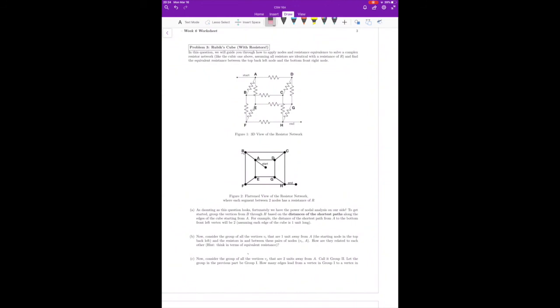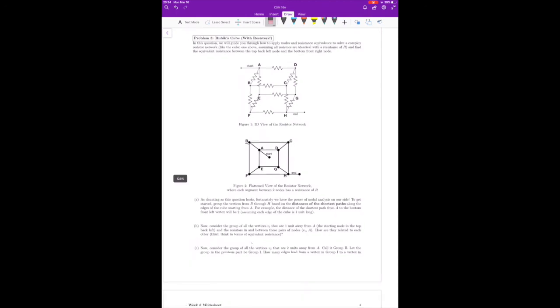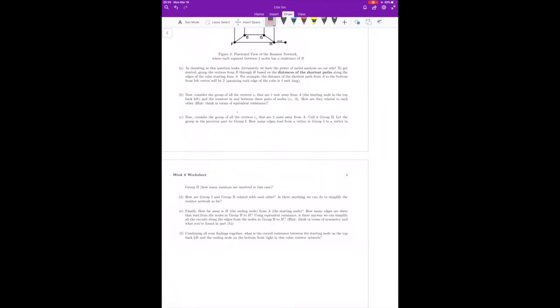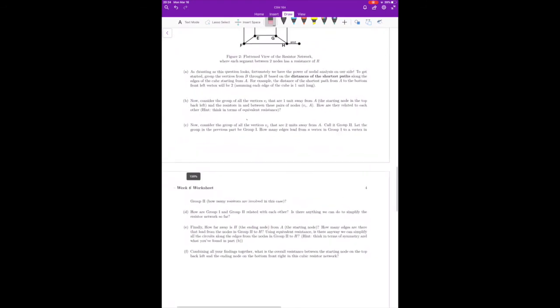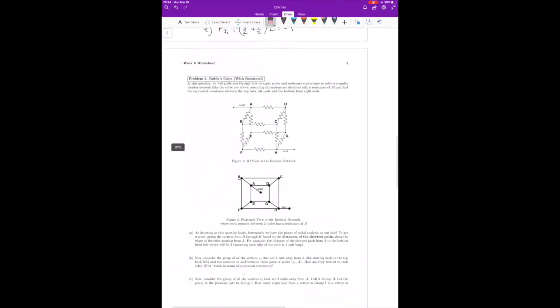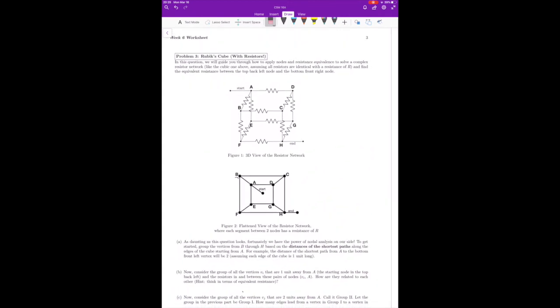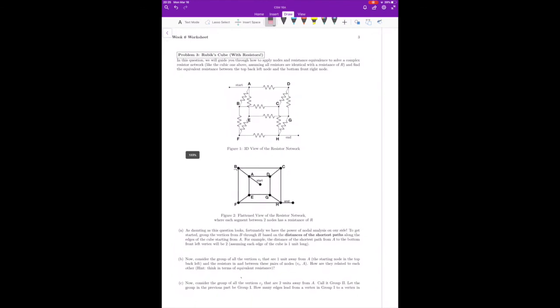Hello. So this is going to be the Rubik's Cube problem. And I definitely encourage you guys to try and do this on your own, especially since the worksheet tries to walk you through it in 6 different parts. But I'm just going to be going over it. I apologize in advance if the explanations are not as clear. This problem is kind of confusing, but I will try my best.